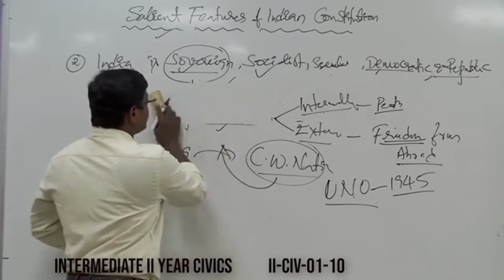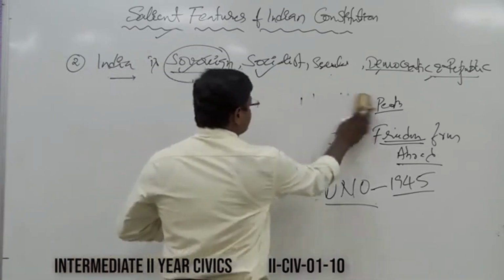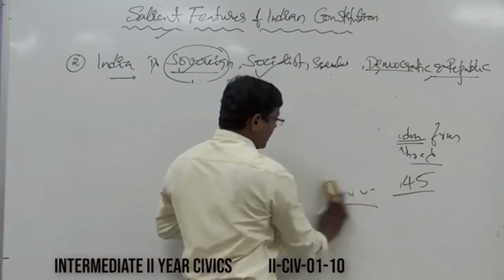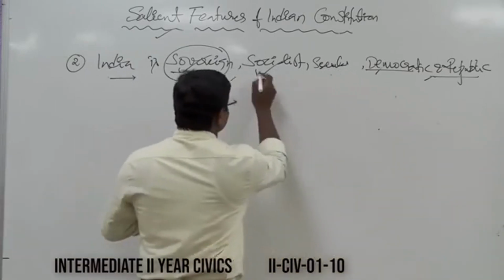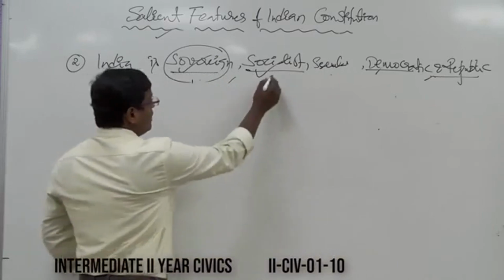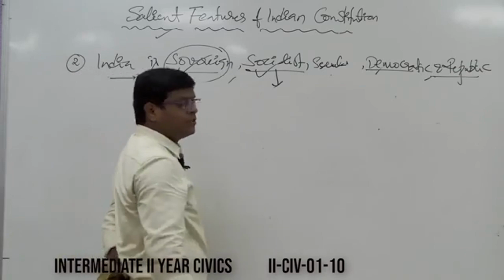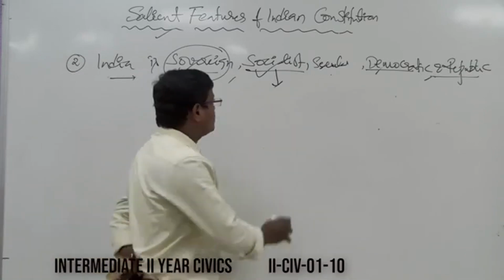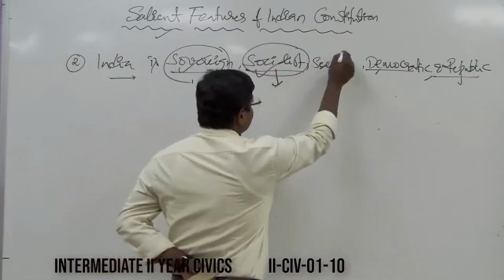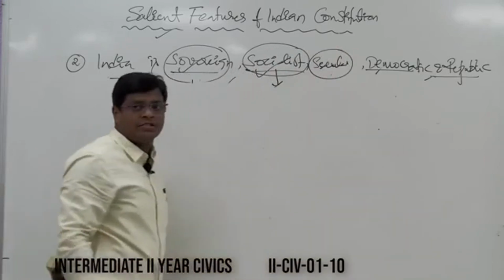Then the secular state. What is meant by a secular state? Sorry, the socialist state. The second term is socialist. You know very well, in the beginning, that means in the original constitution, the socialist and secular words did not exist.